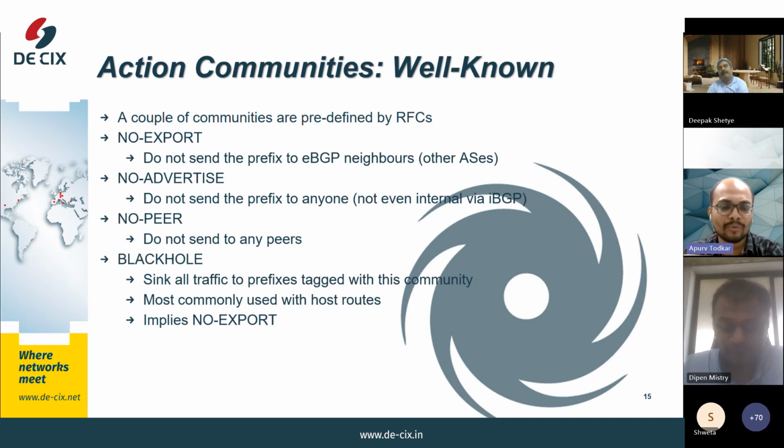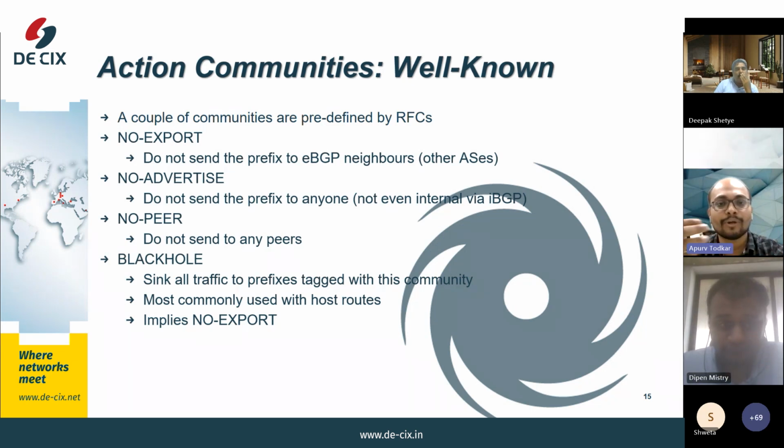Although the no-peer community is rarely used in practice, you can also use it, for example, for your reference. In this case, it means that the prefix should not be sent to any of the peers. In addition to this, most providers define their own sets of communities to control their traffic announcements in various ways. For example, if there is a black hole community, that instructs the router to discard all the traffic that is destined to a specific prefix.